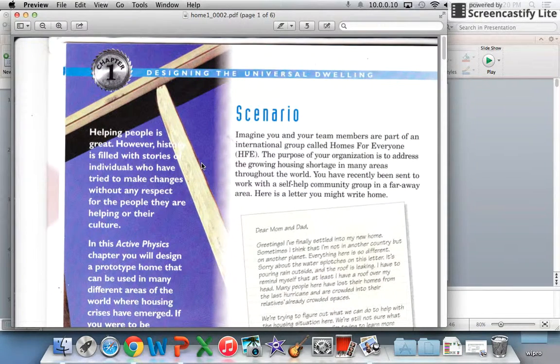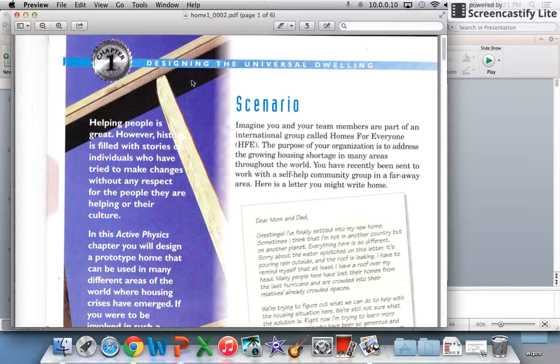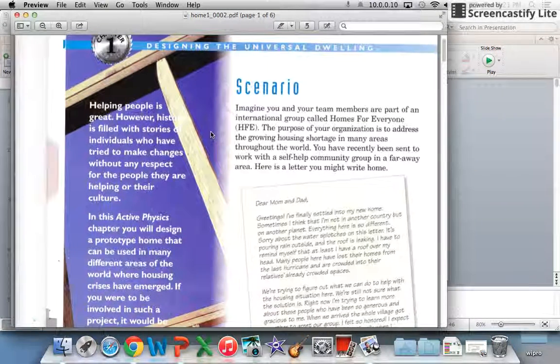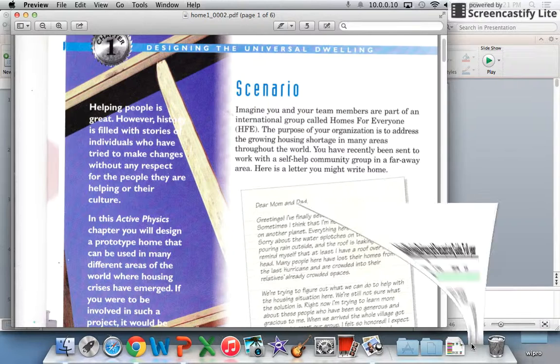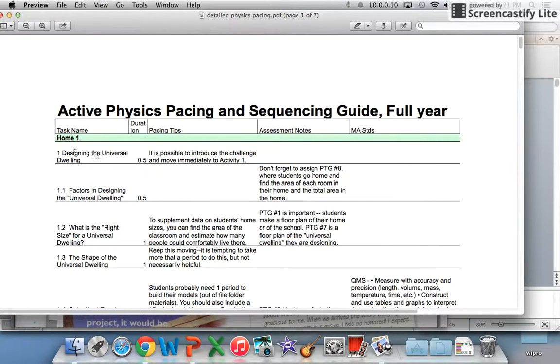As all Active Physics chapters revolve around a challenge, this one has the challenge of designing the universal dwelling. If we look at our detailed pacing guide, it tells us that introducing the tasks should only take half a class period, and then you jump right into the next lesson, which should take half a class period. In reality, I find that introducing the challenge takes much less than half a class, usually only about the start of a class, like 10 minutes. And then you spend the rest of the class doing this lesson. So we're going to go through how that works.